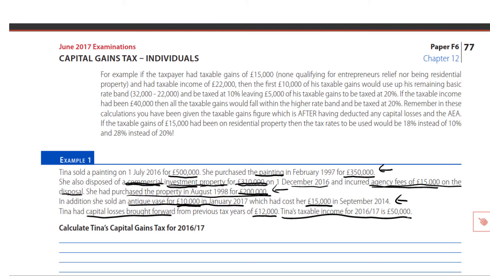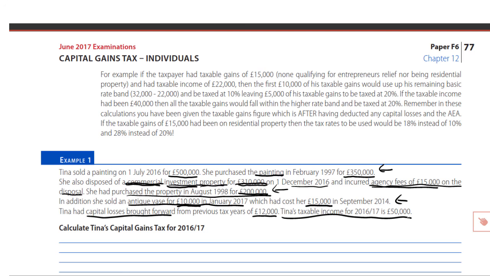What I'd like you, therefore, now to do is to go through that process if you haven't already. Calculate each of the gains and losses, get the net gains of the year, then deduct the capital losses brought forward, get your net overall gains, from which to deduct the annual exempt amount. That'll bring you down to your taxable gain.